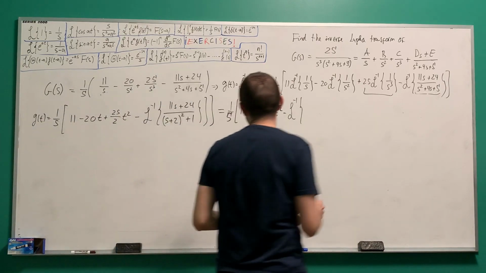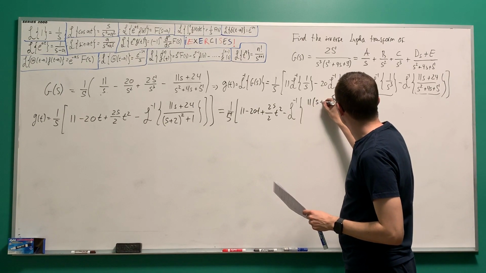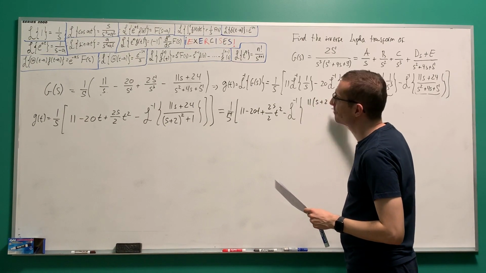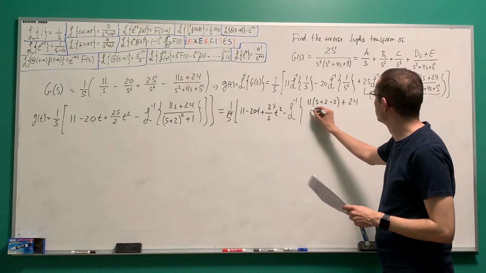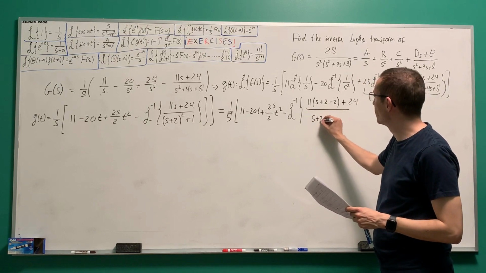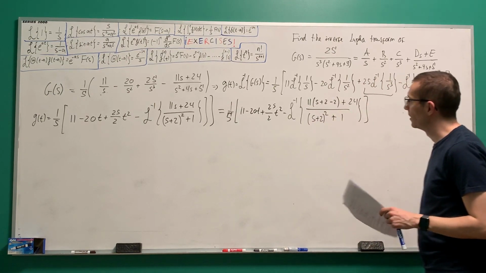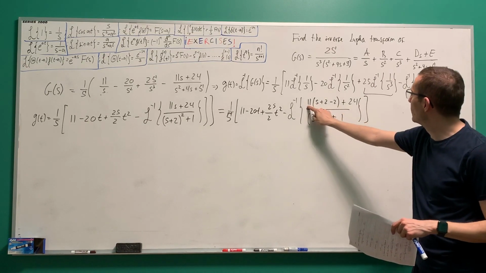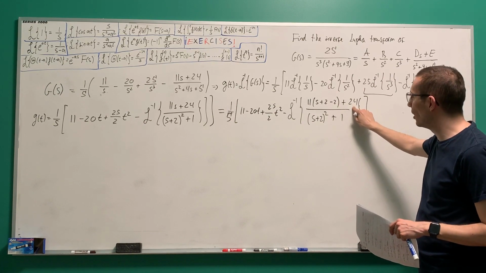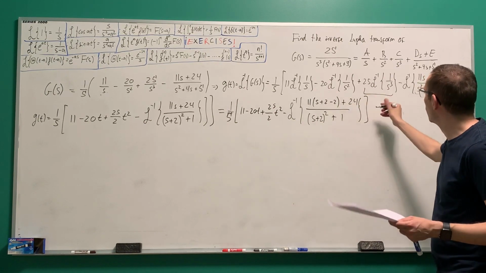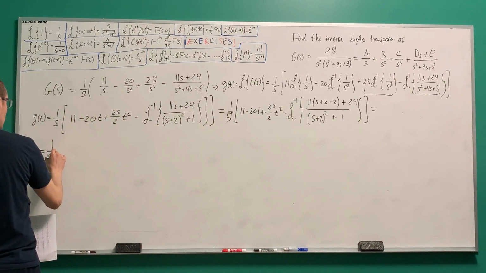How do I do that? Well, that's easy. Because what I can do is 11 times s plus 2 minus 2. I added plus 2 and subtracted 2. Plus 24 divided by s plus 2 squared plus 1. Alright, now 11 times minus 2 gives me minus 22. Plus 24, that gives me 2. So, wonderful. This thing I can write as 1 over 5.